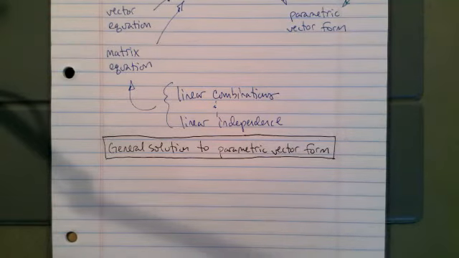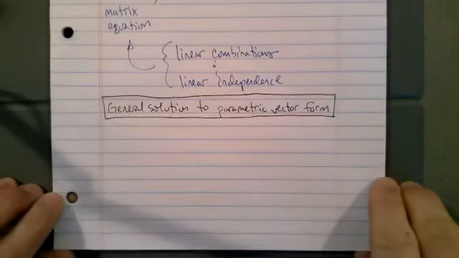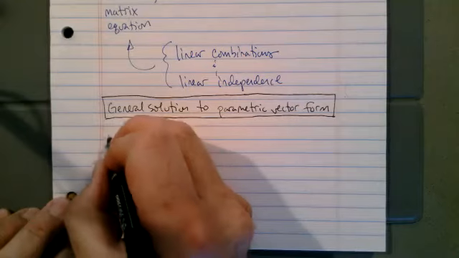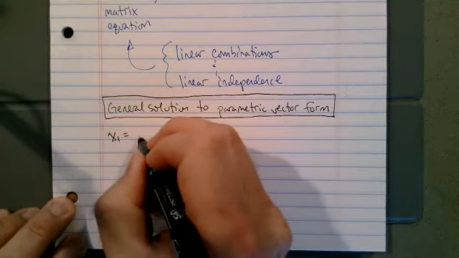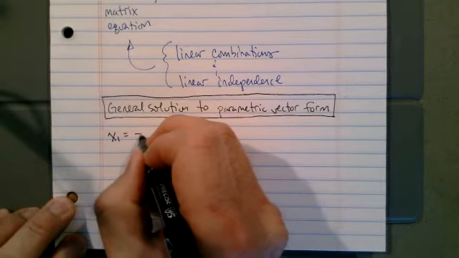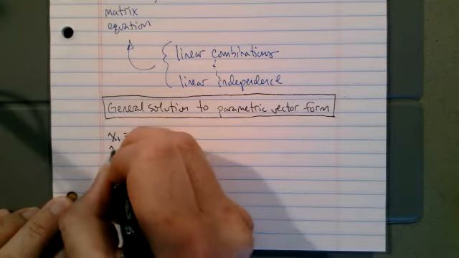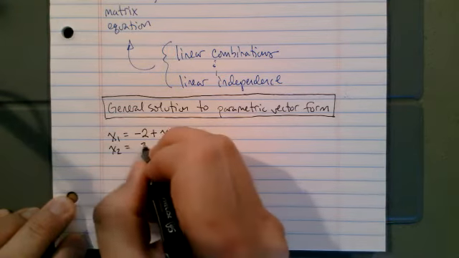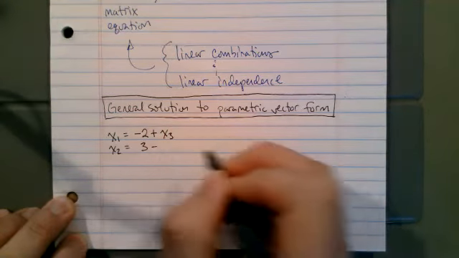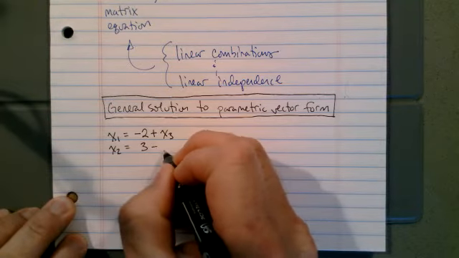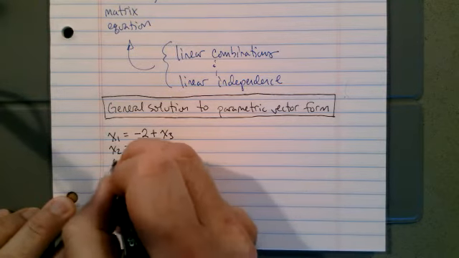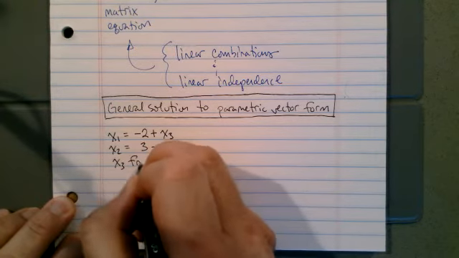Let's suppose that we have some general solution to a linear system. I'm just going to make one up. Let's say x1 is -2 plus x3. Let's suppose that x2 is 3 minus, I'm going to change it up a little bit, 4x3, and that x3 is a free variable.